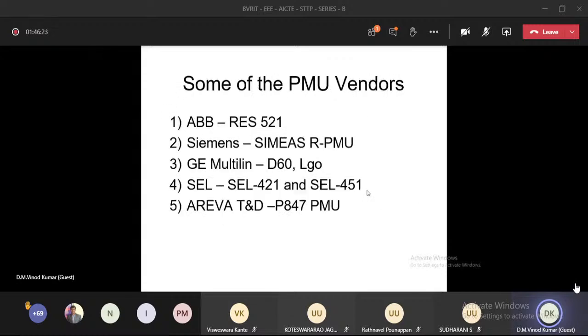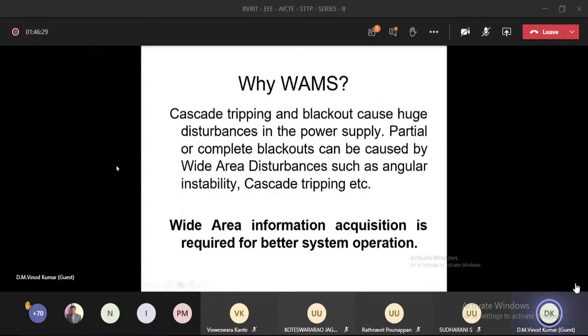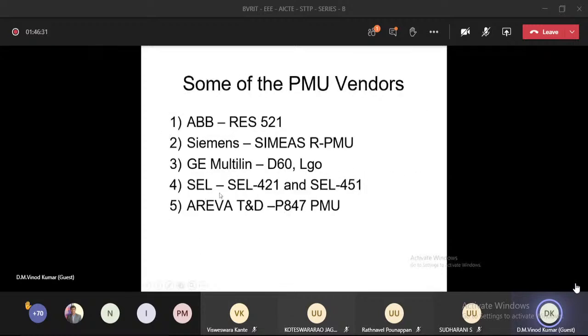Then for the PMUs, there are several vendors: ABB, Siemens, GE, SCL, Areva, and some other companies are also manufacturing and selling these PMUs.